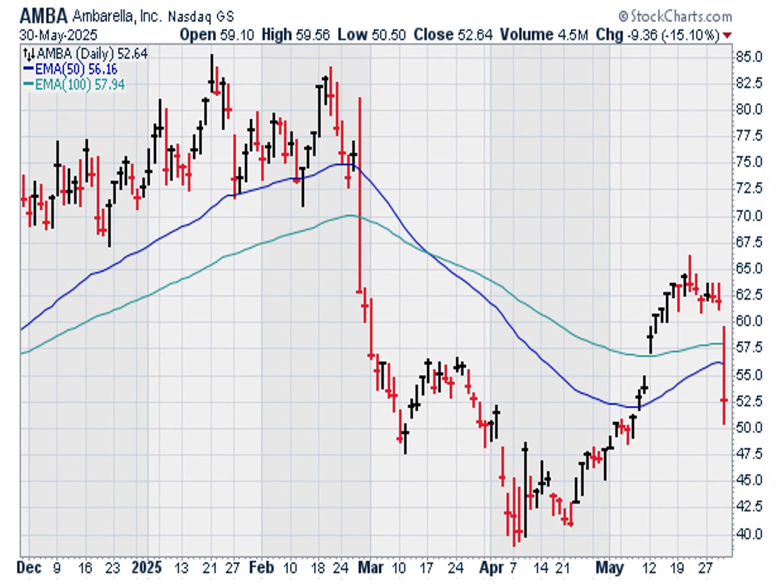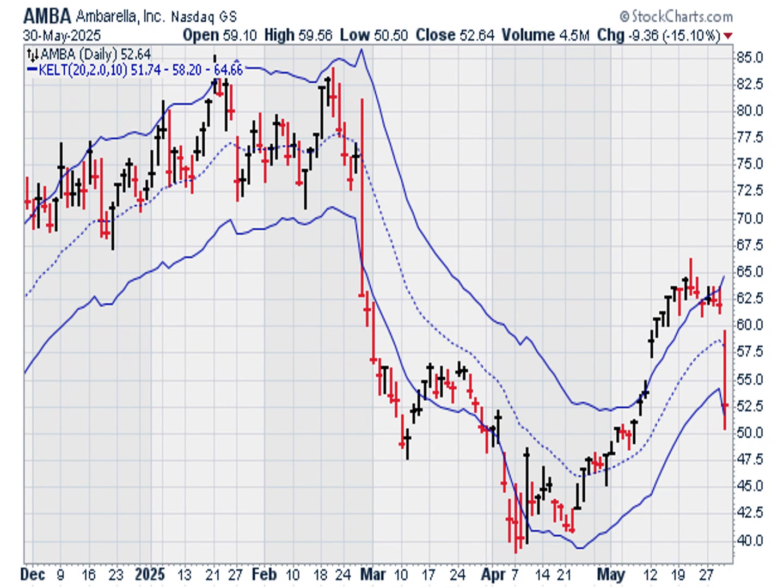Now we're going to look at the daily chart. The stock is in a bear trend on a daily basis if the 50-period or 50-day exponential moving average is below the 100-day exponential moving average. The blue line is the 50-day EMA line, and the green line is the 100-day EMA line. The blue line crossed below the green line in March, so the daily trend in AMBA is down.